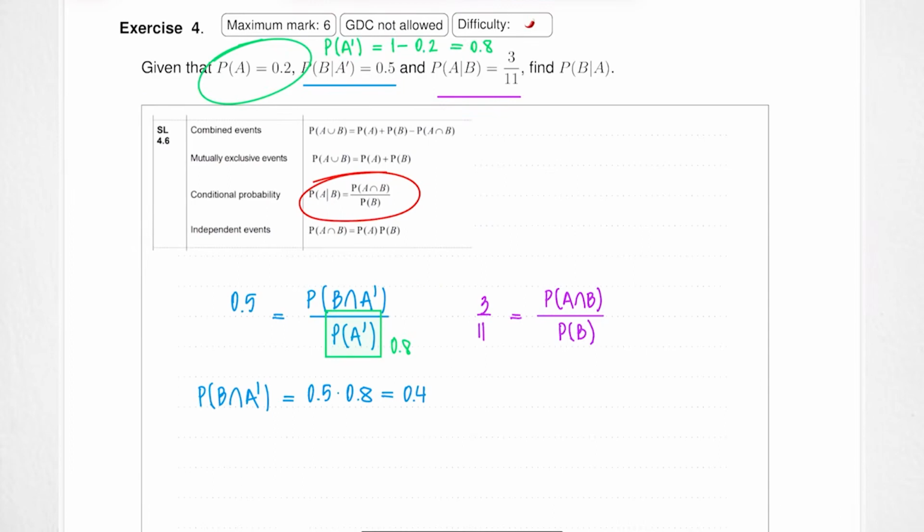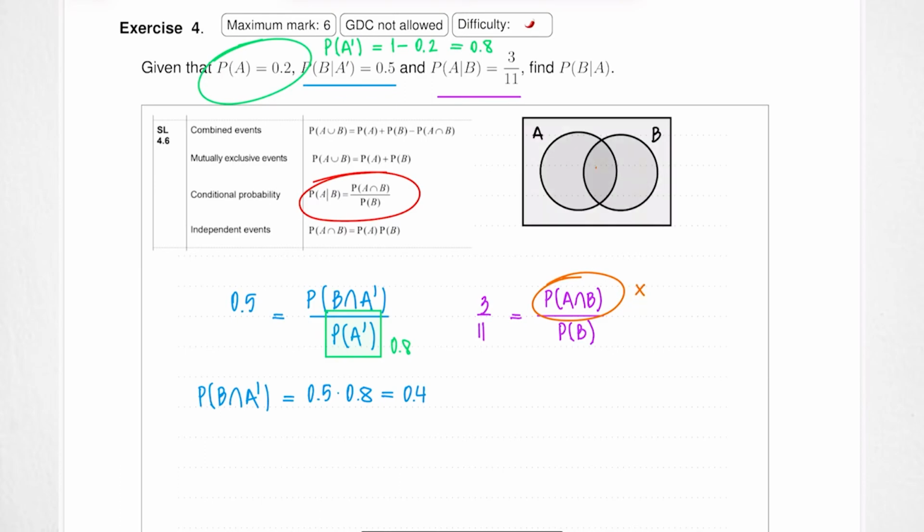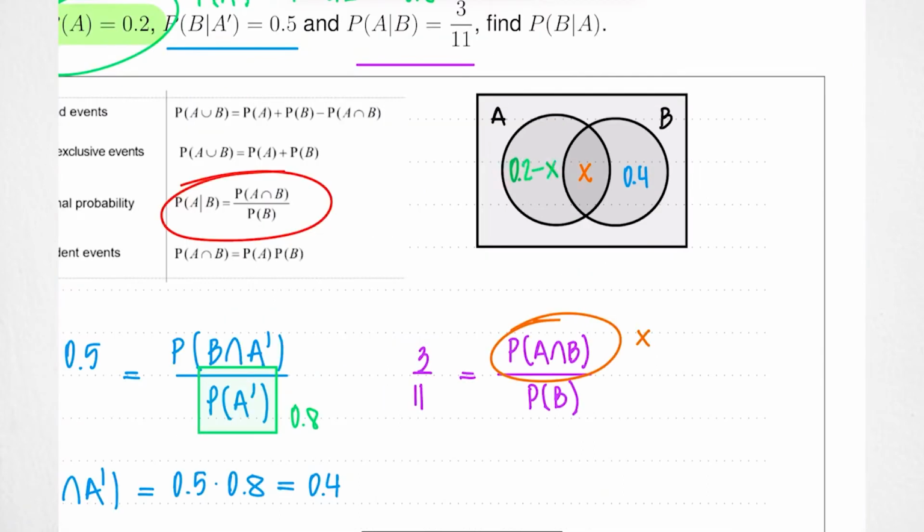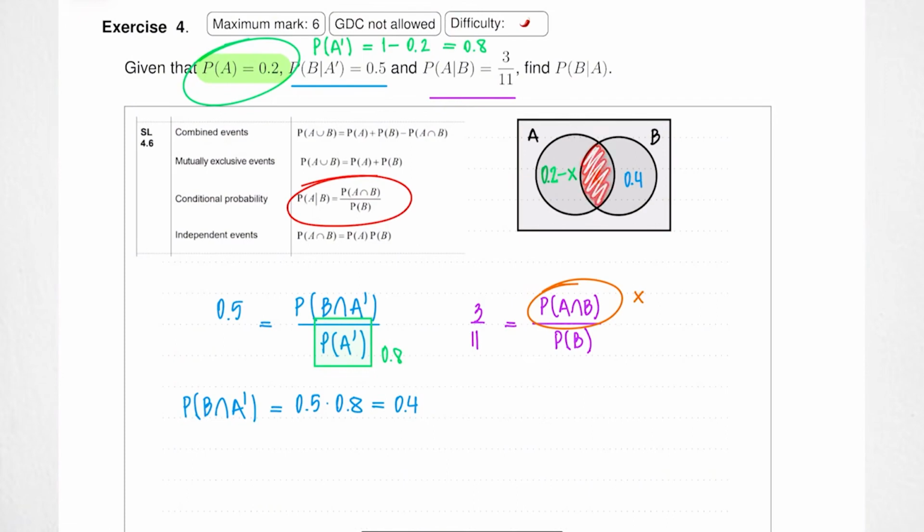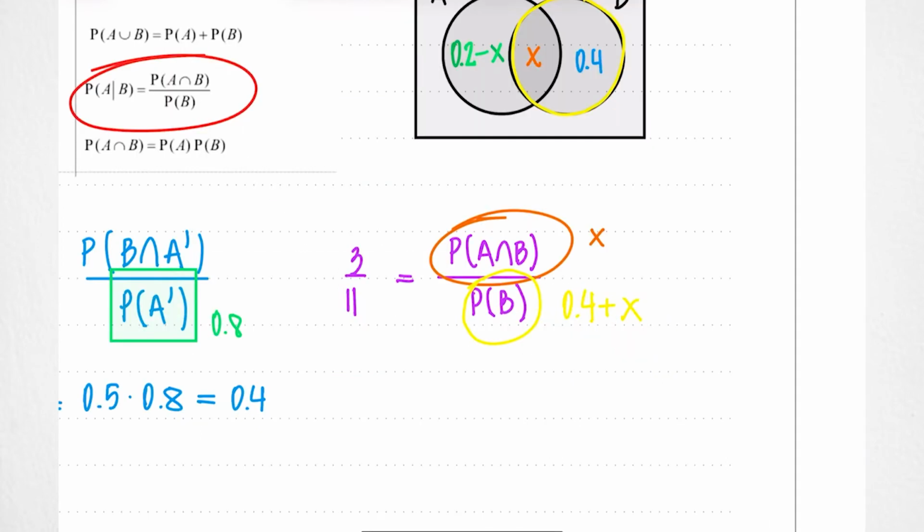And if we call the probability of A and B X, we can represent through a Venn diagram P of A and B over here, P of B and not A over here. Also, knowing that P of A is 0.2, this probability is 0.2 minus X, X being the intersection between A and B, and P of B, which can be seen here, is equal to 0.4 plus X. Now we have everything that we need to finish solving this equation.